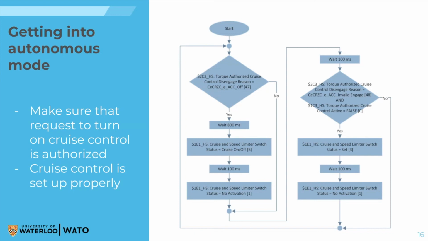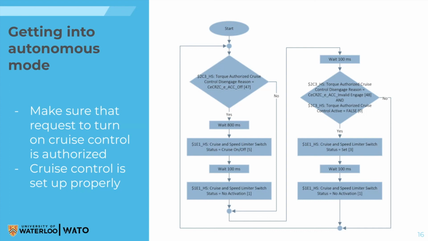So in this flowchart diagram, there's a lot going on, but the main key things to take away are in the diamonds. The left diamond is the first thing it needs to check. We need to make sure that the request to turn on cruise control is authorized before we can get into autonomous mode. The next diamond on the right is to make sure that cruise control is set up properly. In other words, is the hardware okay? And if it is, then we are able to get into autonomous mode. We need to get into autonomous mode in order to send these torque commands.